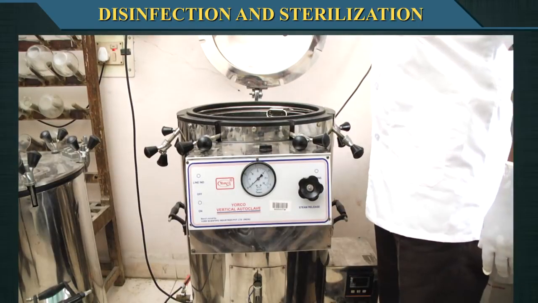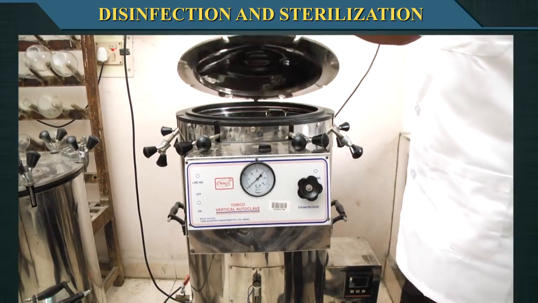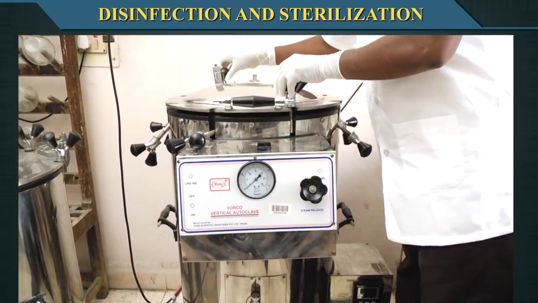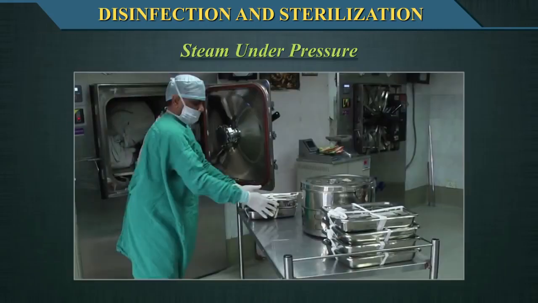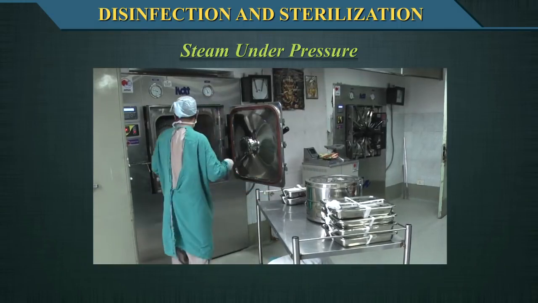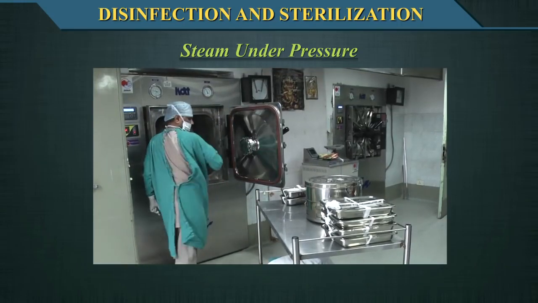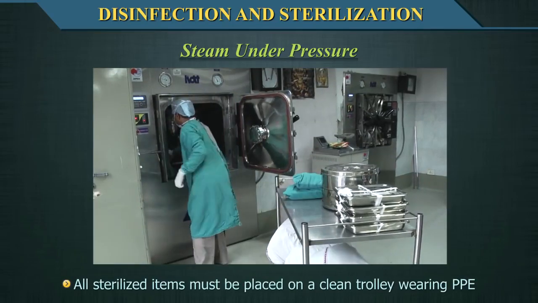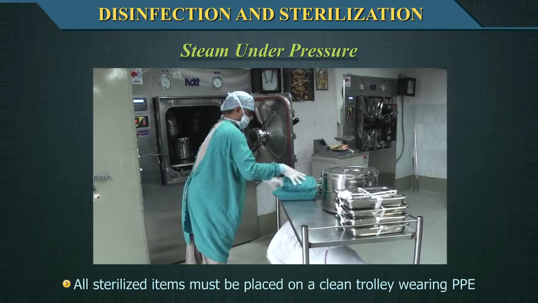All autoclaves are pressure vessels. They must conform with the relevant regulations and are therefore subject to regular inspection for safety purposes. A clean, separate room is required for the autoclave. Appropriate standard procedure should be followed for removing the sterilized items without contaminating them. All sterilized items must be placed on a clean trolley, wearing PPE.